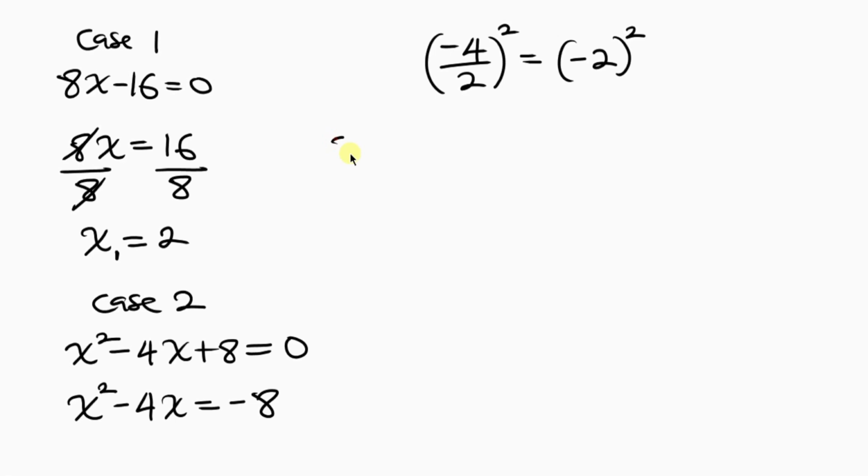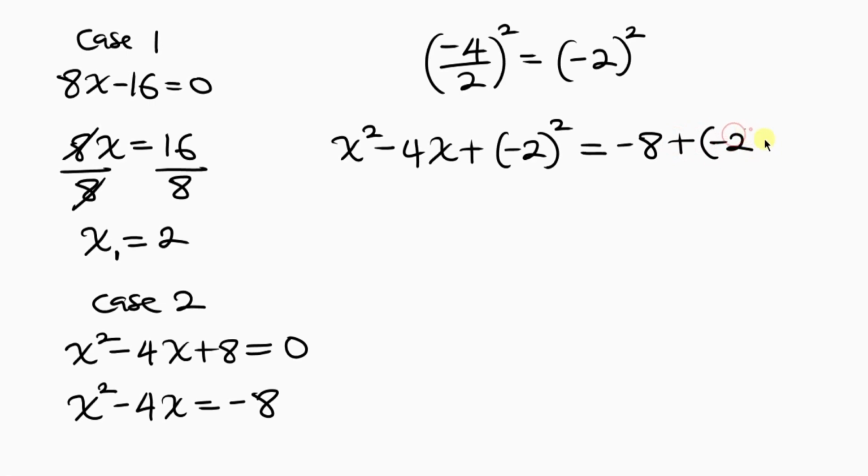On the left side, we have x squared minus 4x. I'll add this plus minus 2 all squared. So this makes the left hand side a perfect square, equal to the right hand side we have negative 8, and I'm going to add this 2, so plus negative 2 squared. Since this is a perfect square, it can be written as x minus 2 all raised to the 2. And this is equal to negative 8. Now, negative 2 squared gives plus 4. So, plus 4.